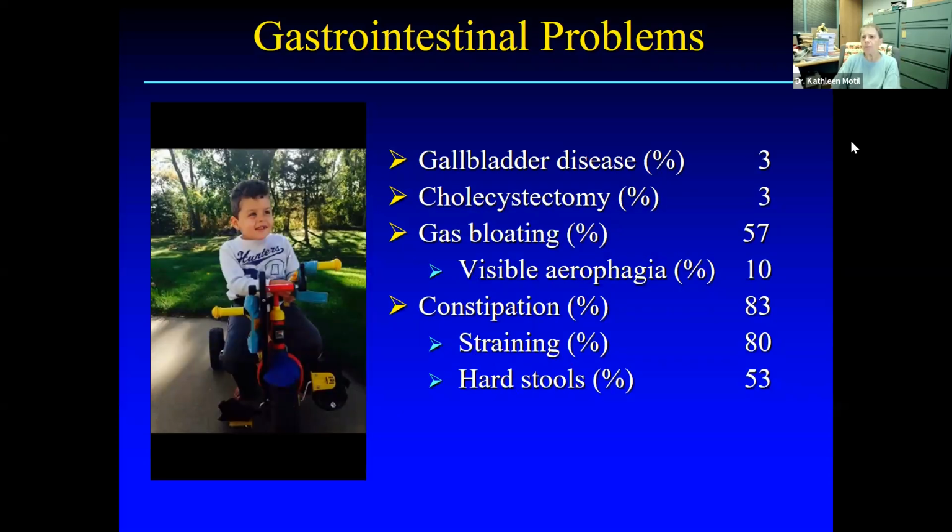We know that only 3% of our children have gallbladder disease, and this number is similar to the frequency that we see in the MECP2 deletion problems, that is Rett syndrome, atypical Rett syndrome, and mutations that include MECP2 but don't fit the classical diagnosis of Rett syndrome.